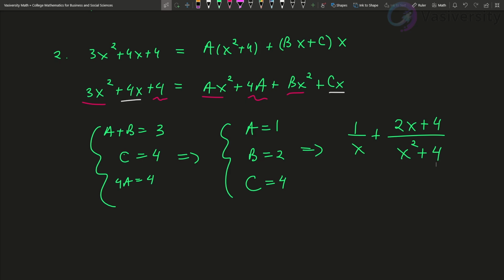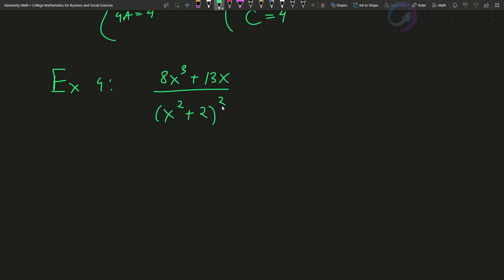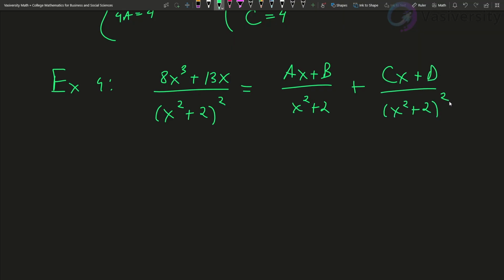And let's think. We can also have a repeated fraction, right? So I'll let you do this example on your own. Example 4: if you have 8x cubed plus 13x over x squared plus 2 squared, what are we actually doing here? Well, we know that x squared plus 2 is not simplifiable, but we can still factor it out as two parentheses. So we can write it as ax plus b over x squared plus 2, plus cx plus d over x squared plus 2 squared.